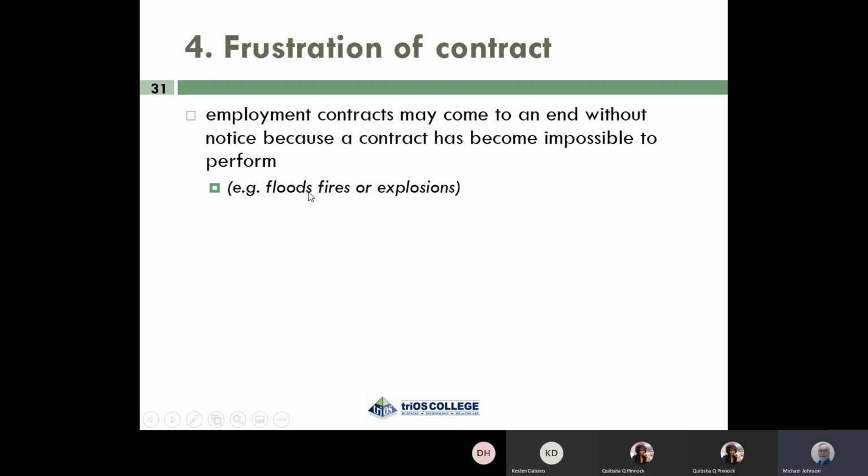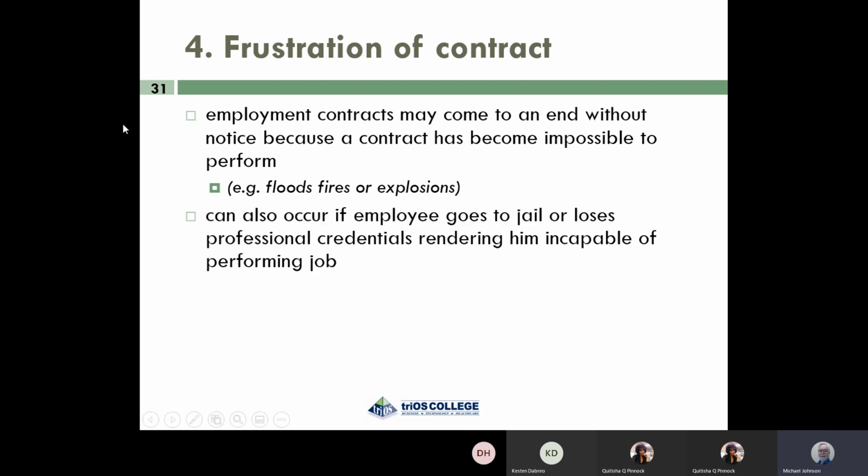Here they have a great example, a flood, a fire, an explosion in your particular business. Let's just say you work at a restaurant and they have a fire inside the restaurant. The health department comes in and says, well, you can't work in this environment. So the employer has no choice. They can't keep you because they can't pay for you. So what are they going to do? They break the contract due to frustration. Now, they do have to help you out a little bit too.